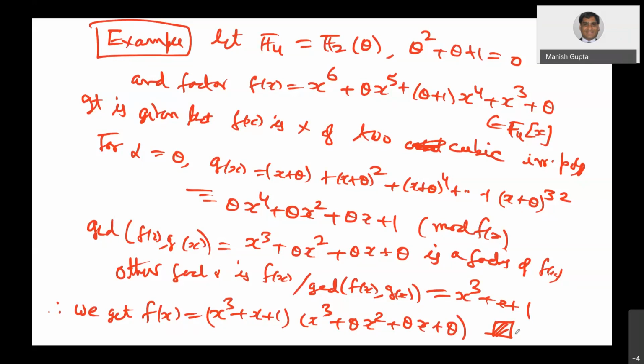There is some other work done by Berlekamp on factorizing integer polynomials, but again, we are not discussing that. I think from now onwards, I'm going to look at some other applications.